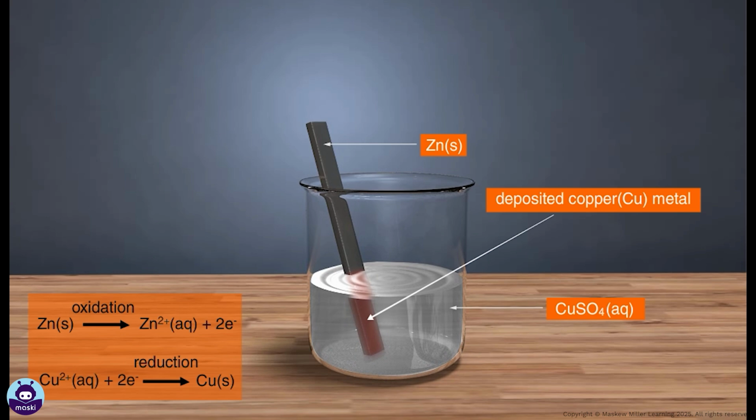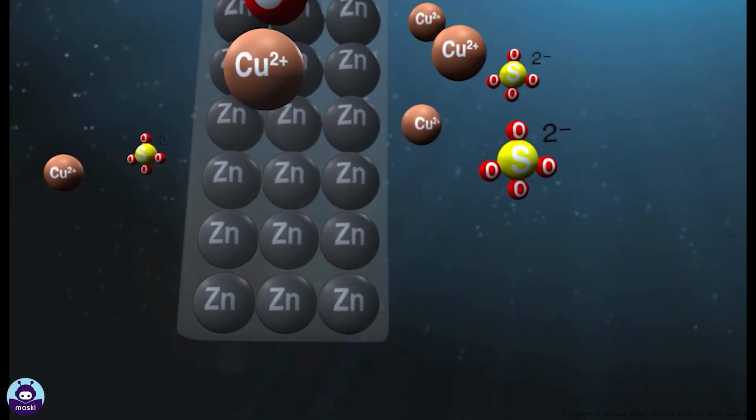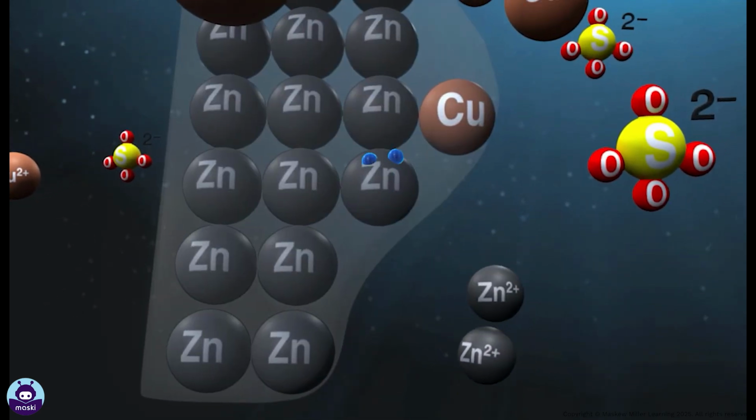Zinc metal atoms get oxidized to Zn2+ ions and lose electrons. Cu2+ ions, in solution, gain electrons and are reduced to Cu metal. These reactions take place simultaneously. Note that the electron transfer is directly from the zinc metal to the copper ions, since they are in contact with each other. Heat is transferred to the surroundings in the process.